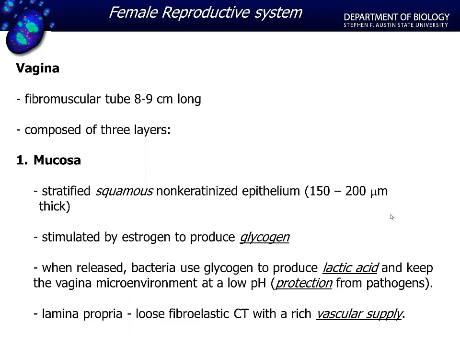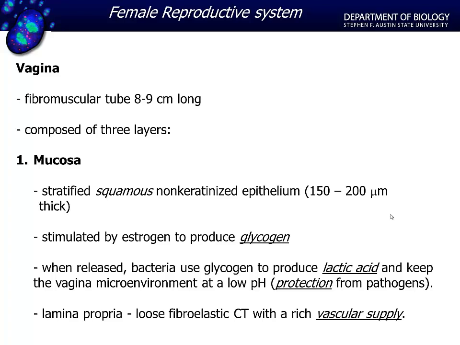So the vagina, this last portion of the female reproductive tract, is a fibromuscular tube. We have our three layers, the mucosal layer, again, as we've already described, stratified squamous perikeratinized epithelium. We're also going to have cells that produce glycogen. This is also going to nourish and support the passage of spermatozoa as they move throughout the region.